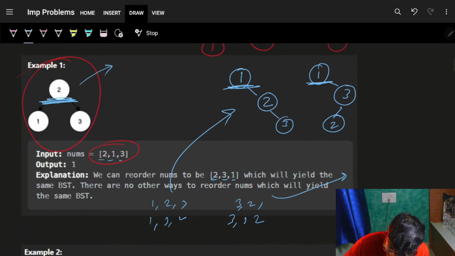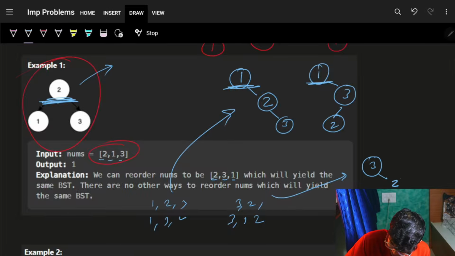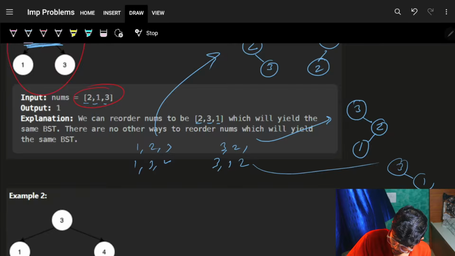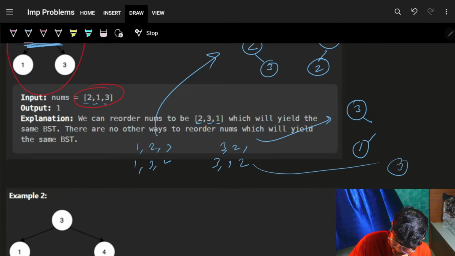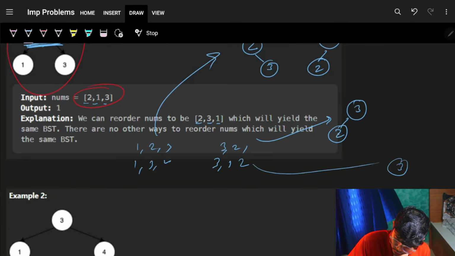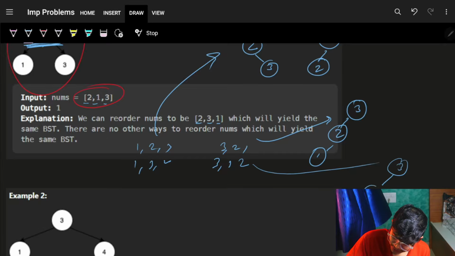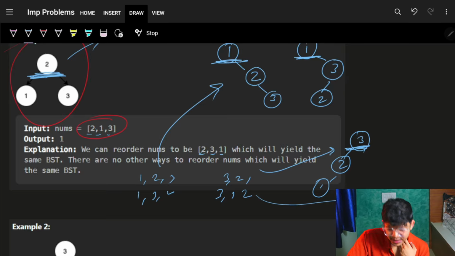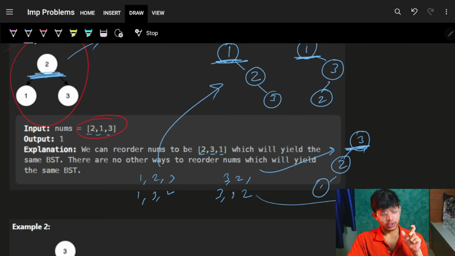If I had taken this, the root would have been 3 and it would have been 2 and 1. By this, it would have been 3 1. Sorry, it is left side. 3 2 and 1. In this, it would be 3 1 and 2. Here also the root is 3. Root is 3. One thing for sure.